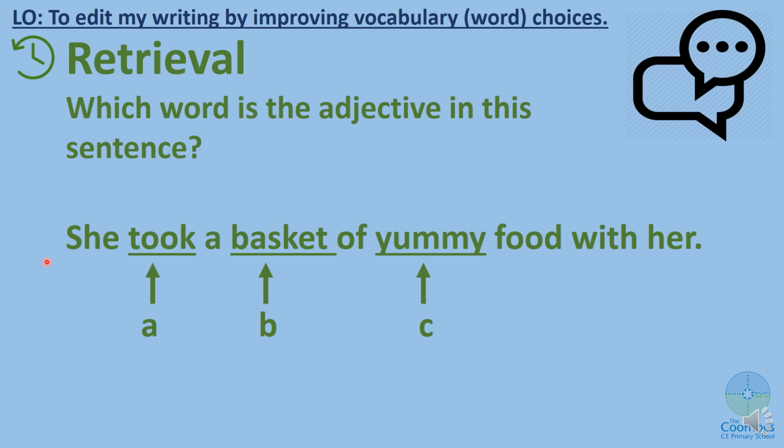Let's check that you know which word is the adjective. So remember, an adjective is a description word. It is describing something, adding more detail to something. So I've got A, B, and C. Which word is the adjective? Which word describes something? She took a basket of yummy food with her. Which word describes? Is it took, basket, or yummy?